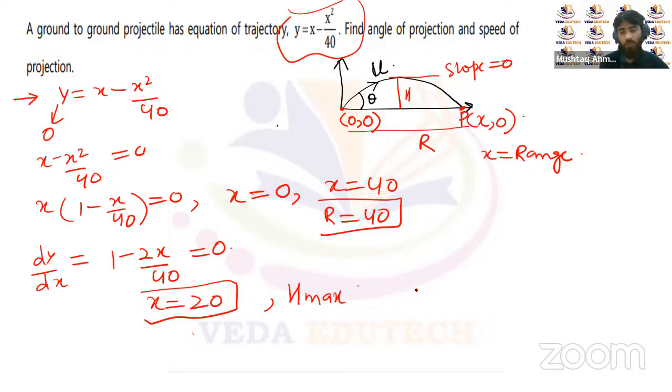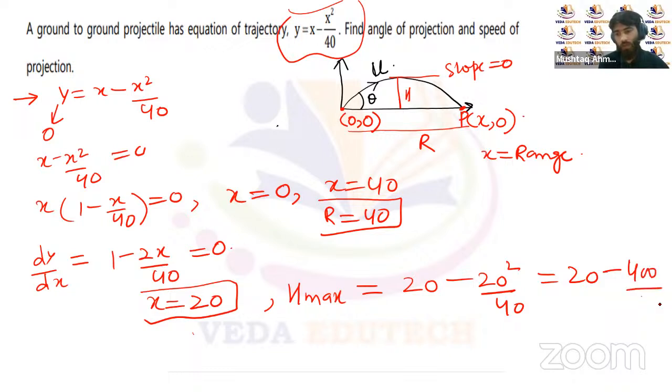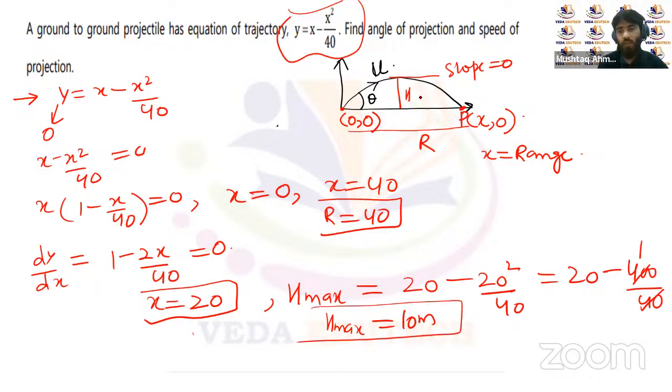So h max will be equal to 20 minus 20 square upon 40. That is equal to 20 minus 400 over 40, so it will be 20 minus 10. So h max will be equal to 10 meters. It means the maximum height for this projectile is 10 meters.